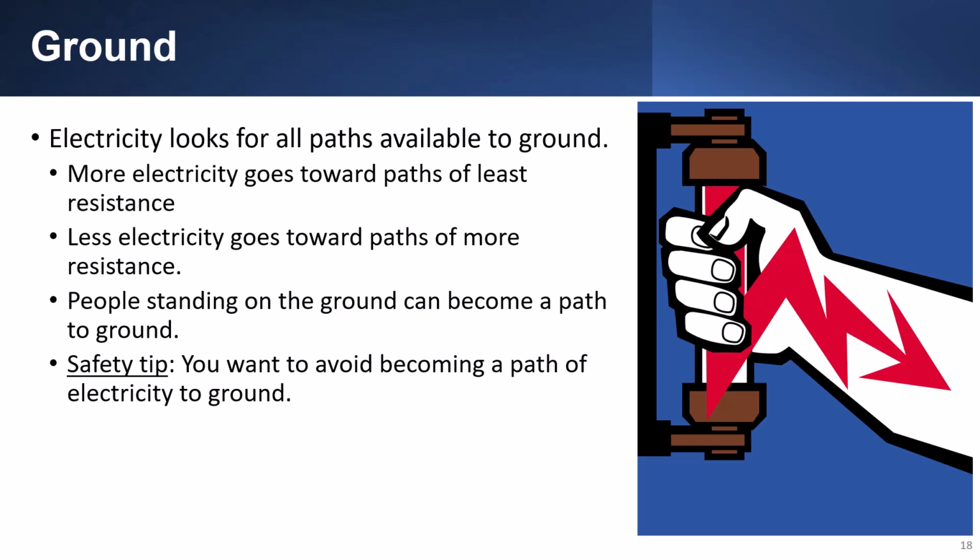Electricity looks for all paths available to ground. More electricity goes toward paths of least resistance, and less electricity goes toward paths of more resistance. If you touch a live wire or anything that is charged while standing or connected to ground, you become a path to ground. I think it's easy to say you want to avoid becoming a path of electricity to ground and become electrocuted.